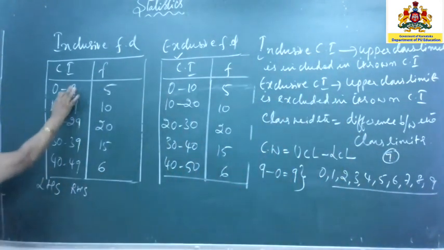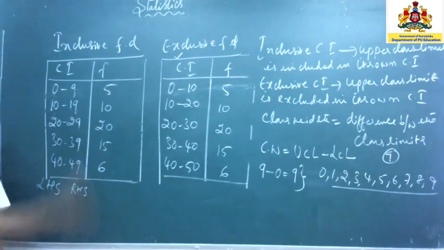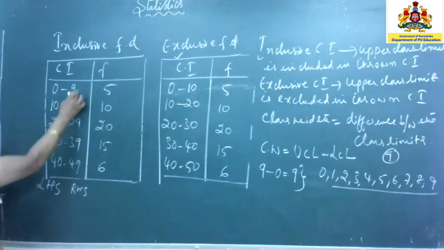So if that is the case, only in case of inclusive, what will you do? 9 minus 0 is 9, plus 1 you have to take. Because then only you say 10 is the class width. Is it clear? Because the upper limit is included.